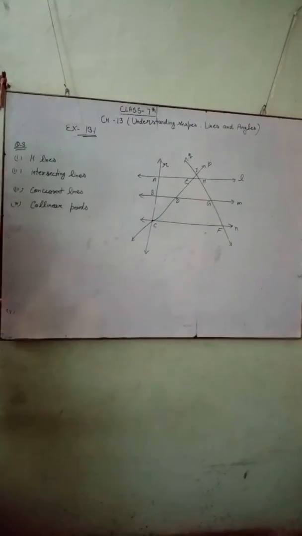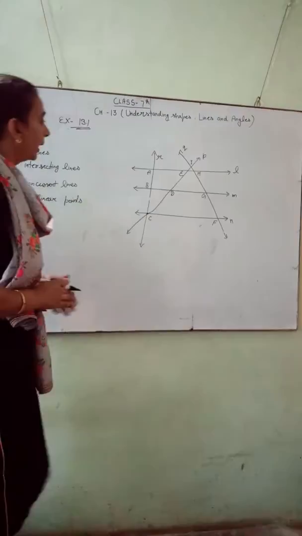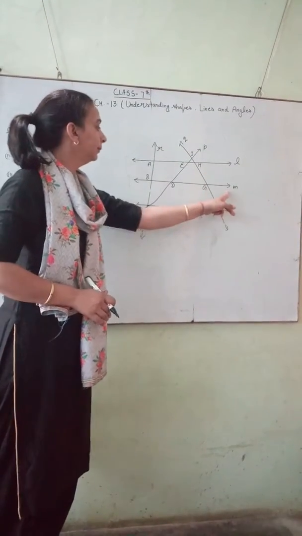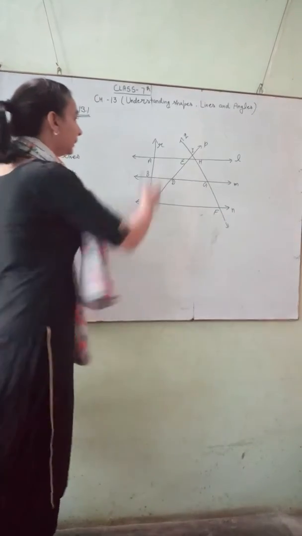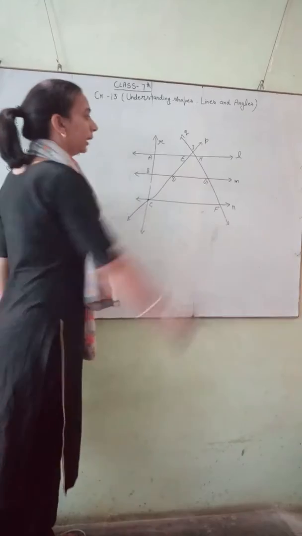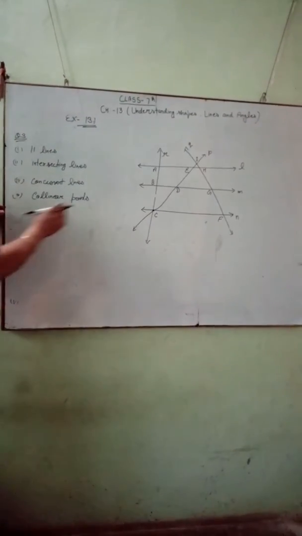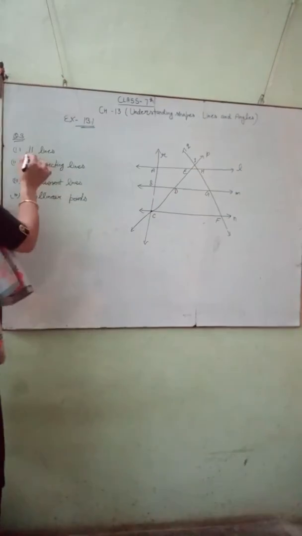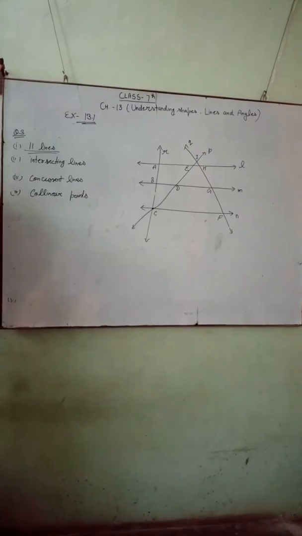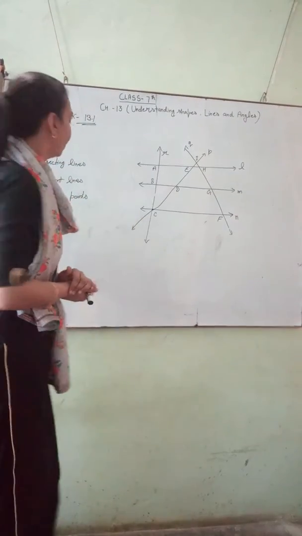Now, question number 3 of exercise 13.1. Students, there are some lines: line L, line M, line N, and also line R, line P, line Q. First question, find all pairs of parallel lines. We write all pairs of parallel lines.